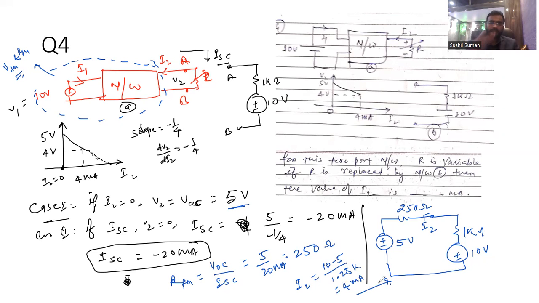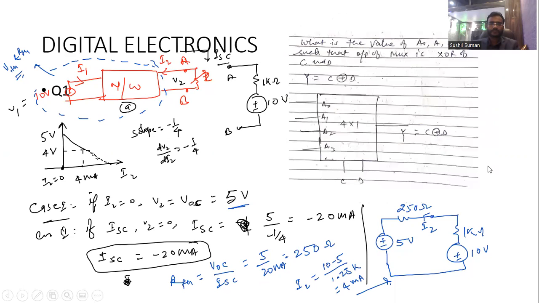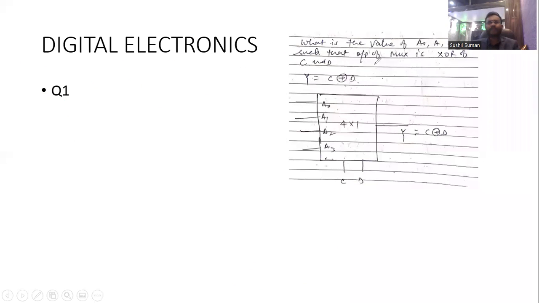Yes. So the answer is 4 milliampere. This is one of the best questions. Now come to the digital. Digital is very simple. What is the value of A0, A1, A2, A3 such that the output is C XOR D?